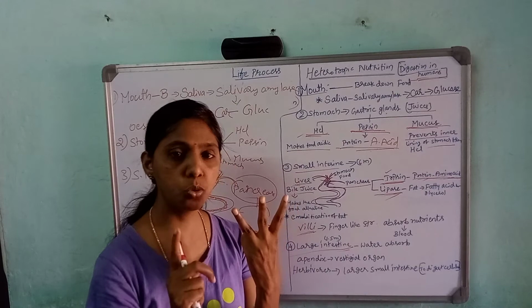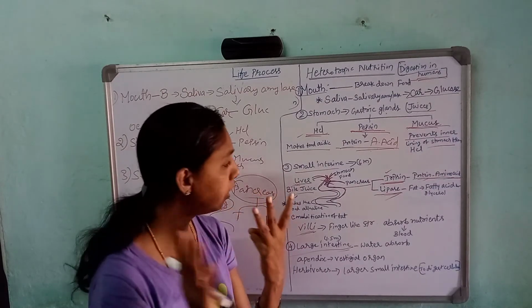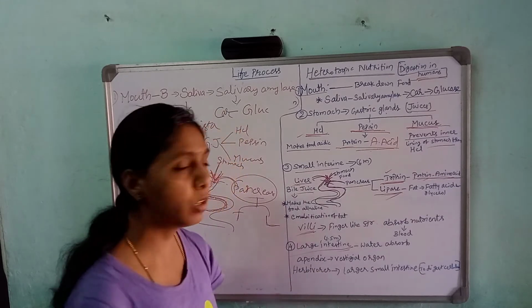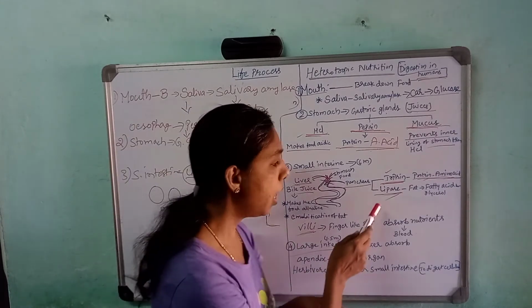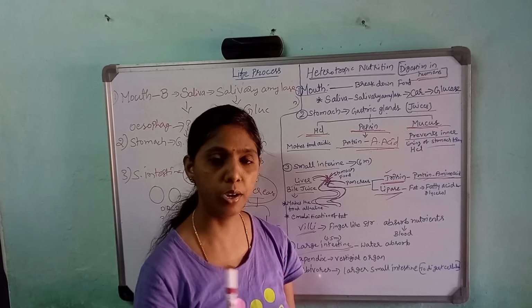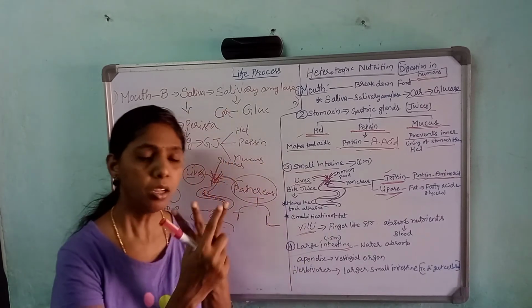That pancreatic juice contains enzymes called trypsin and lipase. Trypsin converts protein into amino acids, and lipase converts fat into fatty acids and glycerol. Now come to the liver.